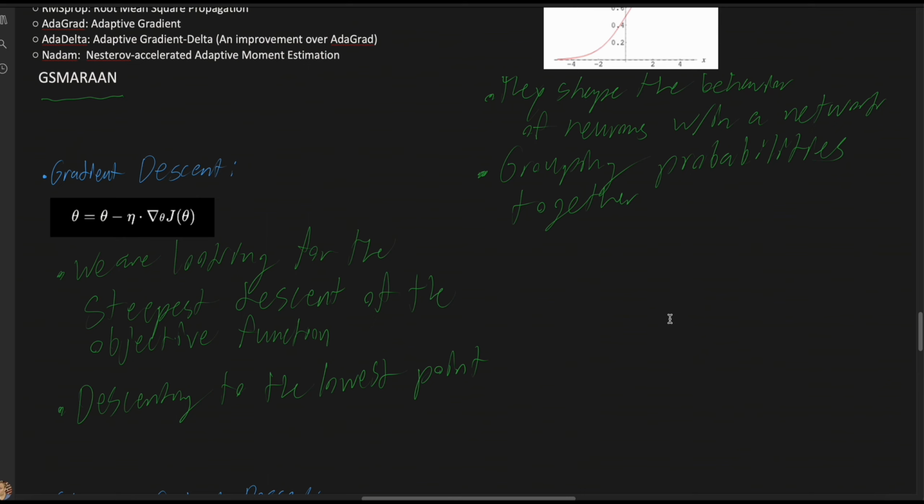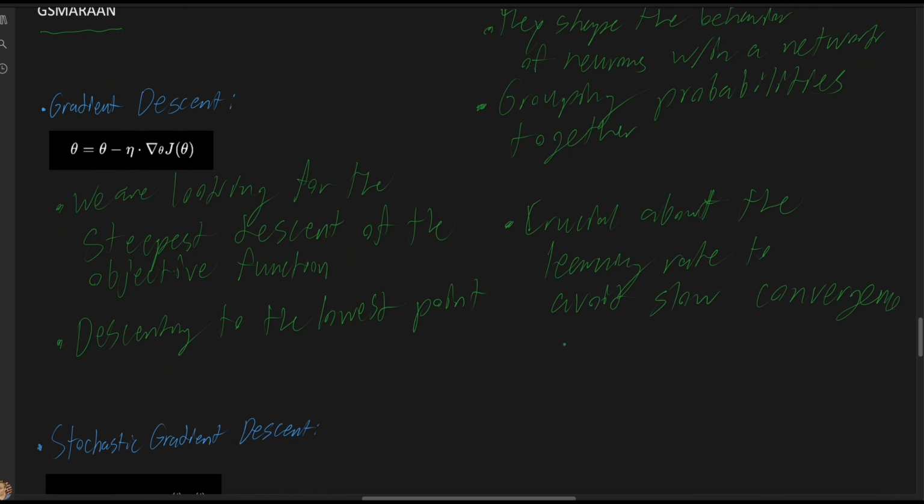And the learning rate defines the size of these steps, and choosing the right learning rate is crucial, as too small of a rate can lead to slow convergence. We have to be careful about the learning rate to avoid slow convergence. And if we have too large of a learning rate, that means we would overshoot.